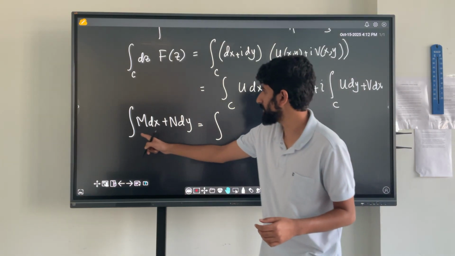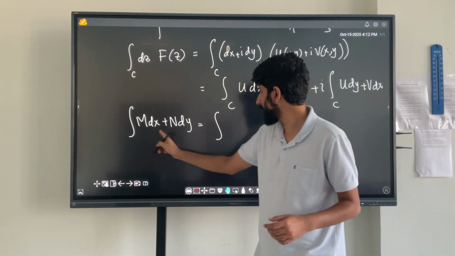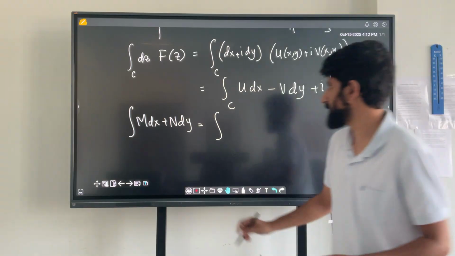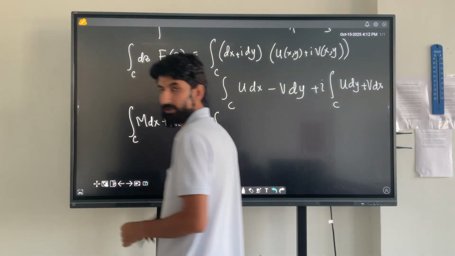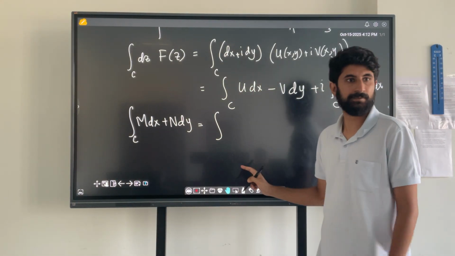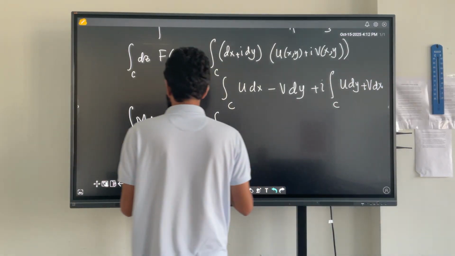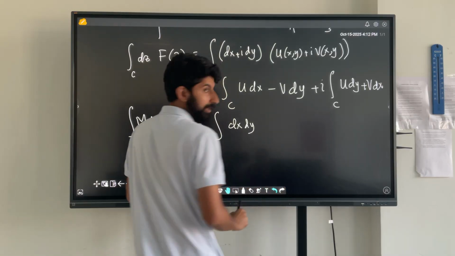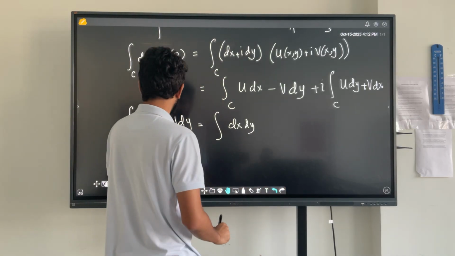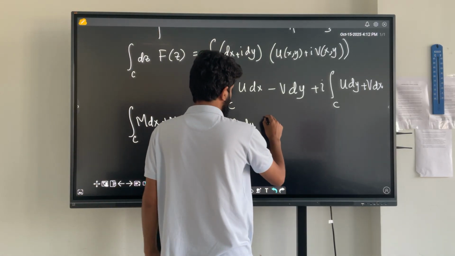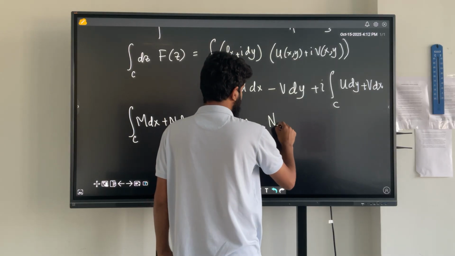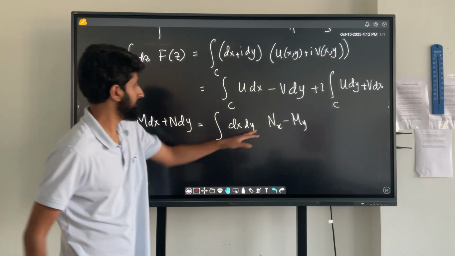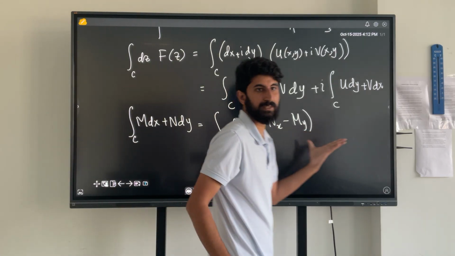First, what is this integral over? M dx and dy. What are you integrating over? Over some loop, C. Then what do we get here? A double integral, dx dy, of partial n by partial x minus partial m by partial y. Excellent. So this is the statement of Green's theorem.